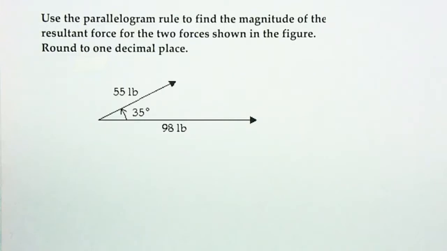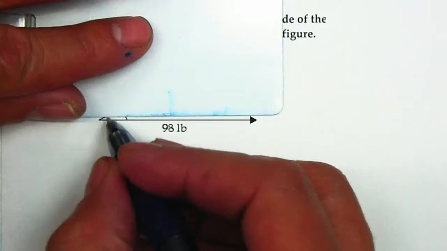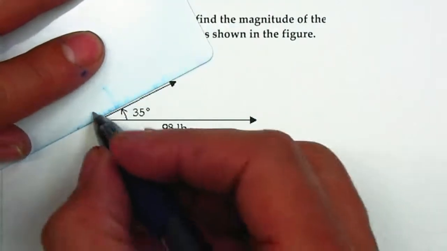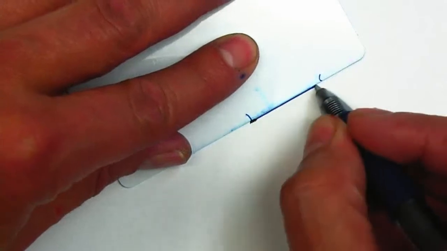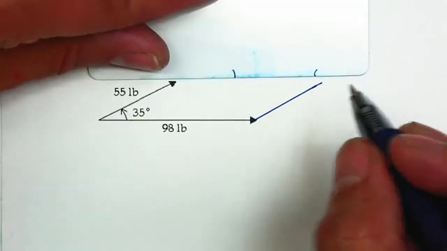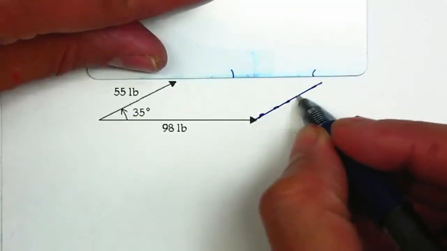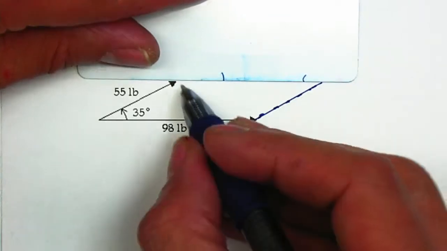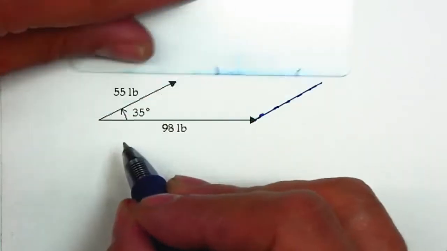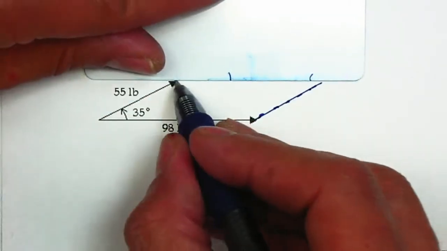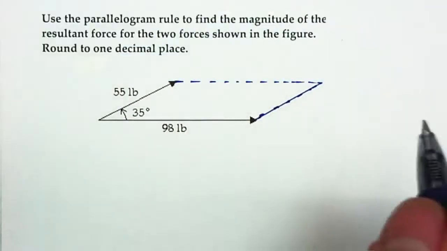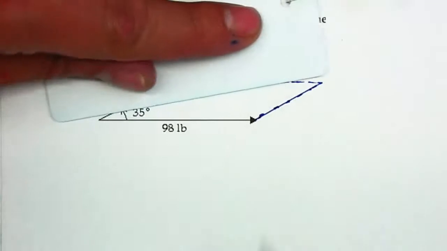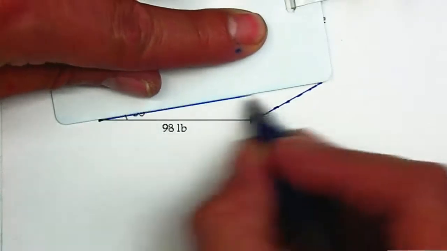You want to use a parallelogram to find the resulting force. So I'm going to take this vector here, and I'm going to copy it over to the right, trying to keep the same angle. And I'm going to place a dashed line and connect it. Basically, it will be this vector here up here. I'm going to connect it to form a parallelogram. And the resulting force will be your diagonal. That'll be your resulting force.